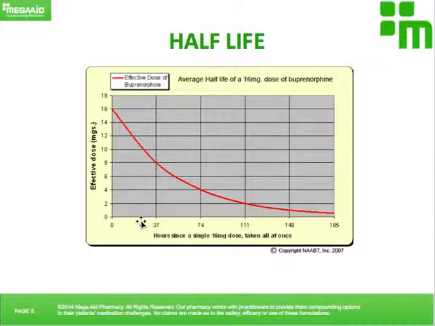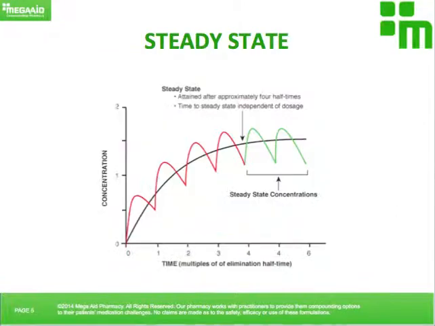So what does that tell me? Well, looking at this graph, I can see that I need about 5 half-lives in order to effectively eliminate all of the drug that was initially given.